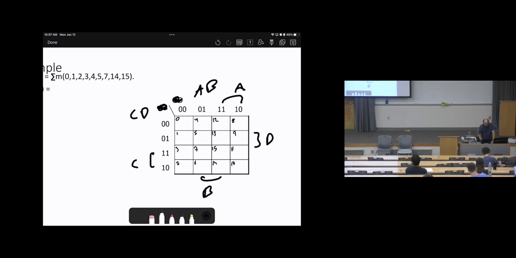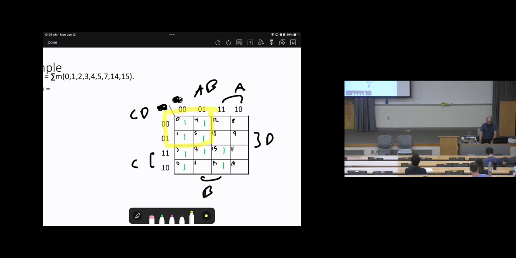Okay? Now let's put the location of ones. So the location of ones: 0, 1, 2, 3, 4, 5, 7, 14, 15. Let me double check. 0, 1, 2, 3, 4, 5, 7, 14, 15. We cannot group 8s because we have a missing variable here. So what should we do? Can we group 4s? Yes, we can group these 4.